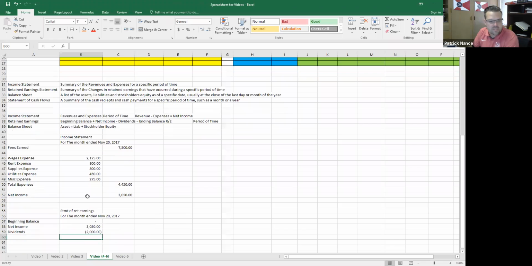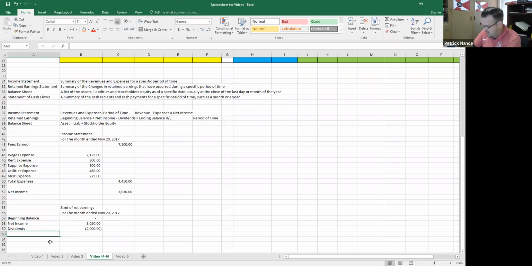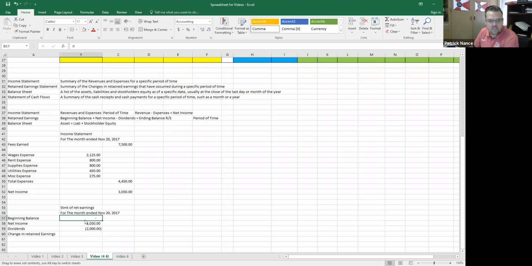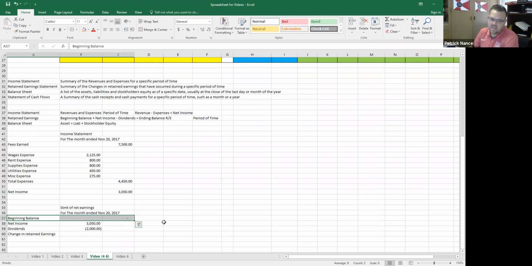I'll just do it the way the book does it, just to make it clear. To find my change in retained earnings, so again, I mentioned earlier, it's kind of like a bank account. So this was my bank account balance and my equity, really, my retained earnings balance, at the beginning of the time frame. This is what happened.